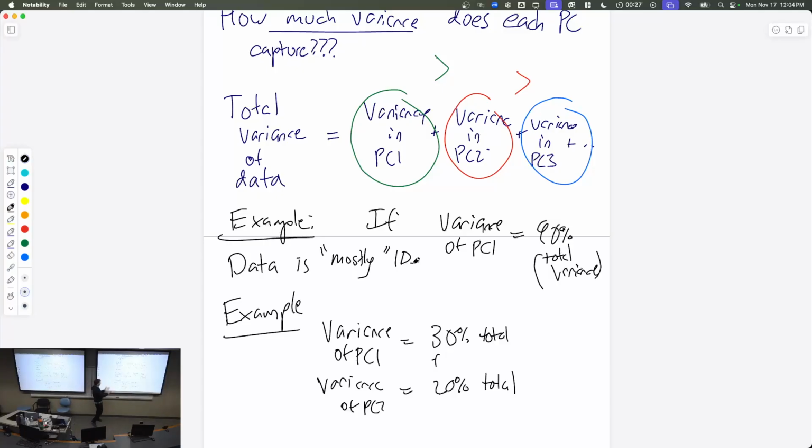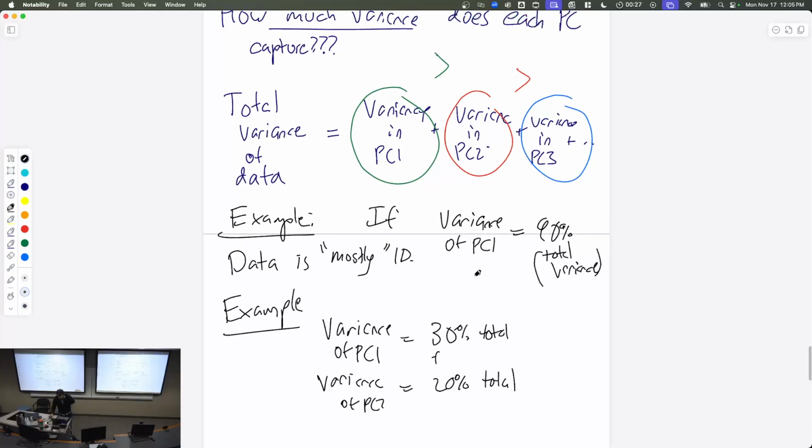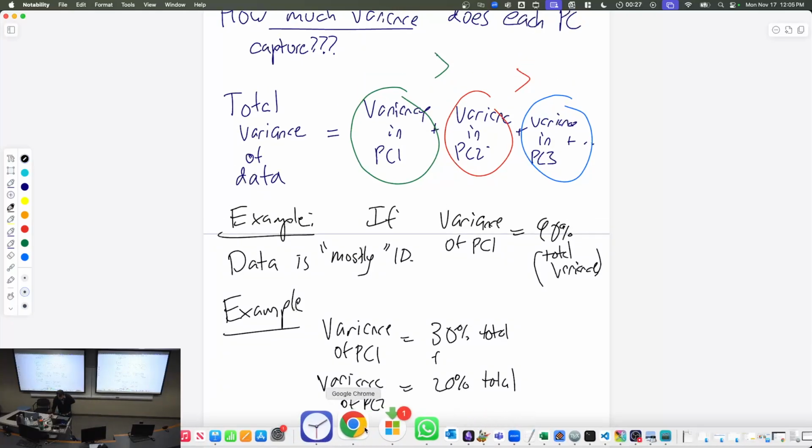Of course, in real life, it's always some fuzzy mixture between these, but this can tell you how many principal components you want. You can keep adding principal components until you've captured most of the variation, and sometimes you'll have to do a few, sometimes you'll have to do very many. Okay, so this is multiple things.